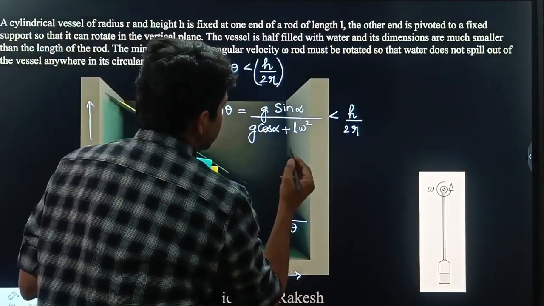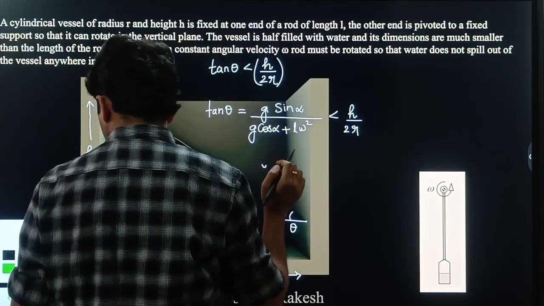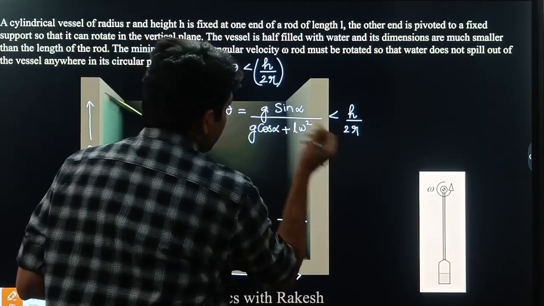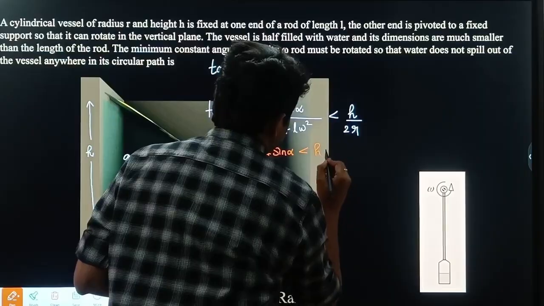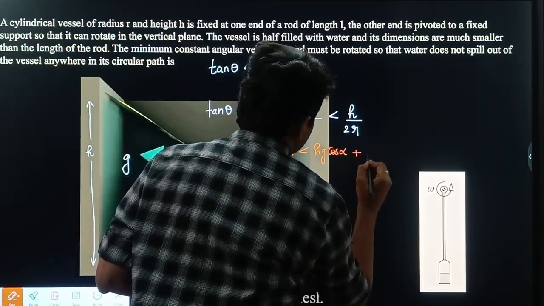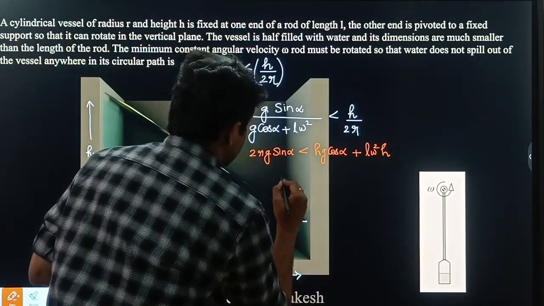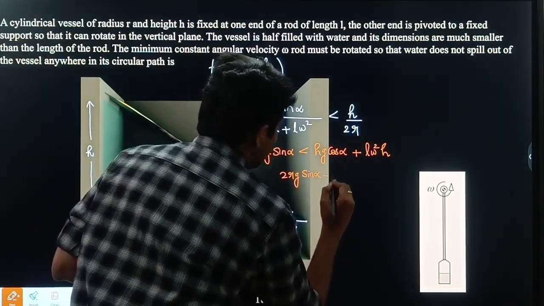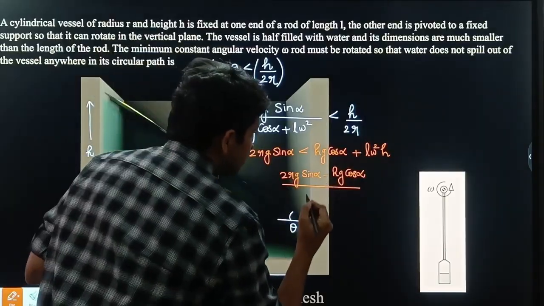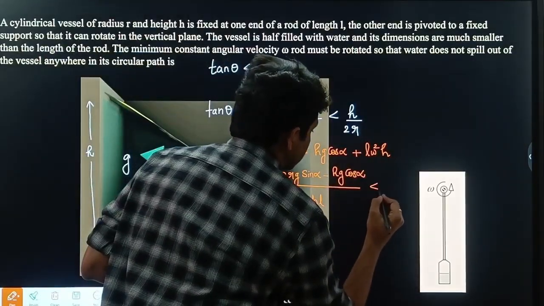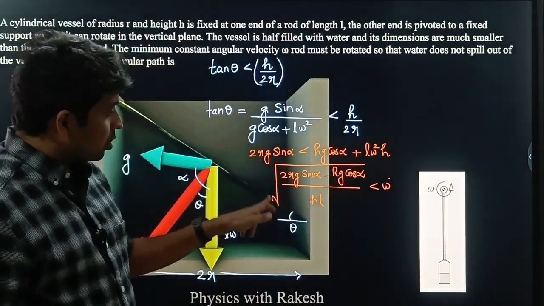Now we'll just rearrange the terms. What will we get? 2rg sin alpha greater than h into g cos alpha plus L omega square into h. I can take this aside, and what will I get? 2rg sin alpha minus hg cos alpha, divided by hL. So what we are getting here is omega squared must be greater than this, so omega must be greater than root of this.